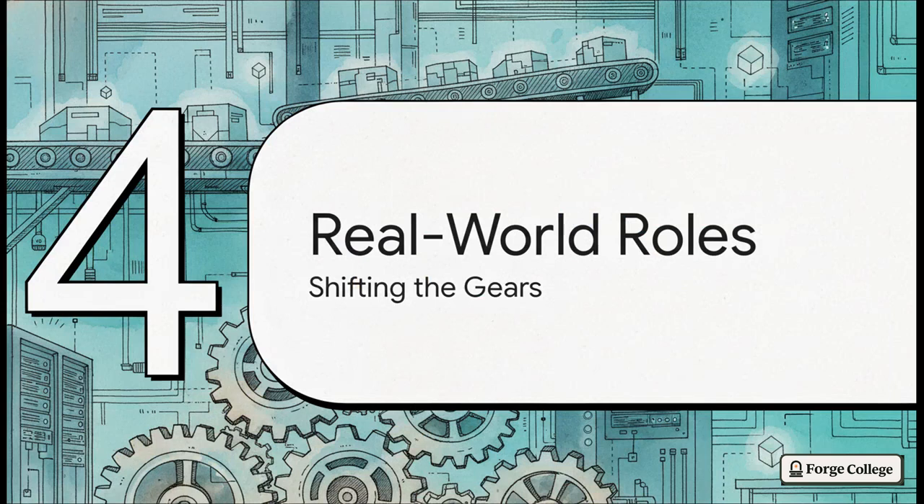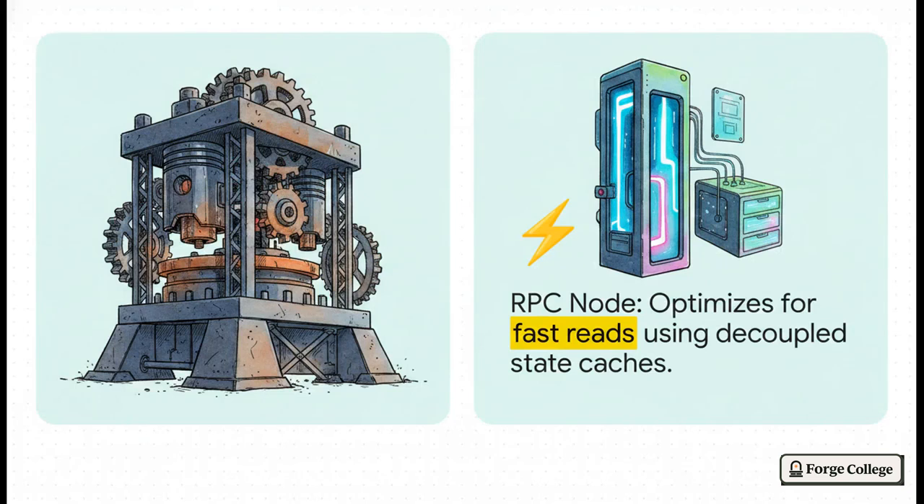Which brings us to Part 4, real-world node roles, and how we actually shift these gears. So here's the secret. Not every factory is built the exact same way. These components map directly to operational choices you make when spinning up a node. Let's compare two big ones. A validator node. That needs heavy-duty execution and robust peer-to-peer networking because it cannot accept eventual consistency. It needs canonical, strict state.